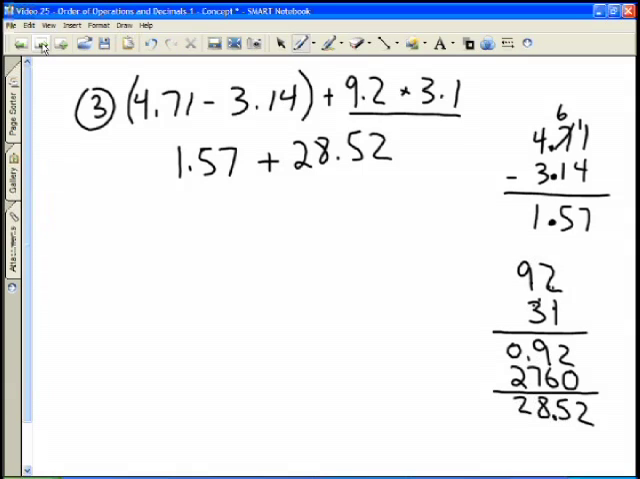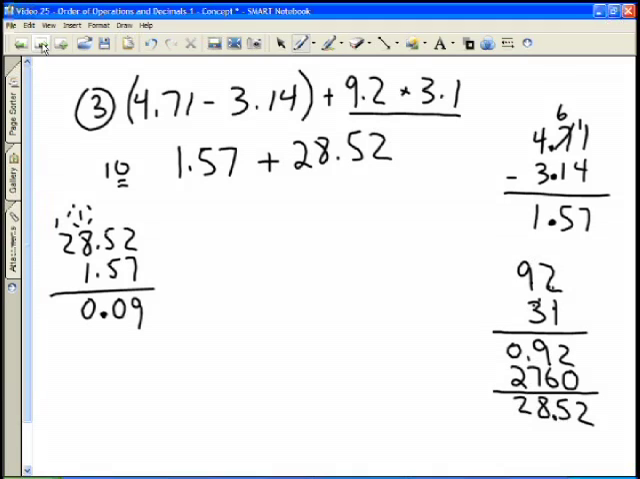And now I have to add 28.52 and 1.57. 7 plus 2 is 9. 5 plus 5 is 10, so I write the 0. I carry the 1 to the next column. 8 plus 1 is 9, plus the one I carried is 10. I write in the 0, carry the 1. 2 plus 1 plus 0 is 3. So I get a final answer of 30.09.